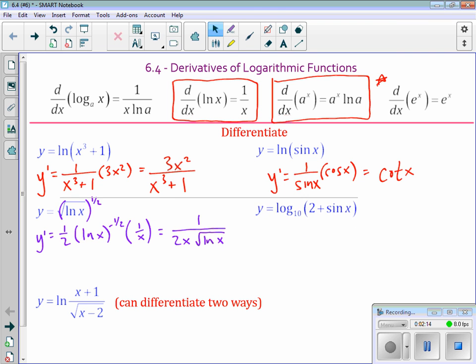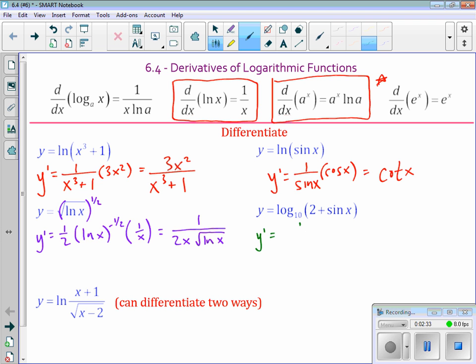Okay, this one here, just follow the rule. Like I said, it's not something that I've seen a lot on the AP test, but it's good to practice these things. So that's log base a of x. You do 1 over the x, which is what's in back, and then you do natural log of the base. So let's do the derivative. So we're doing 1 over, what's my x here? 2 plus sine of x. And then times natural log of a, which would be natural log of 10. And we'll just leave it like that.